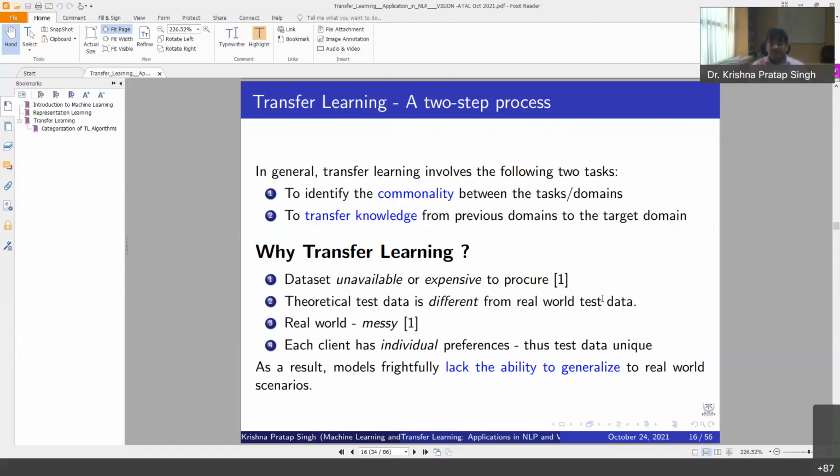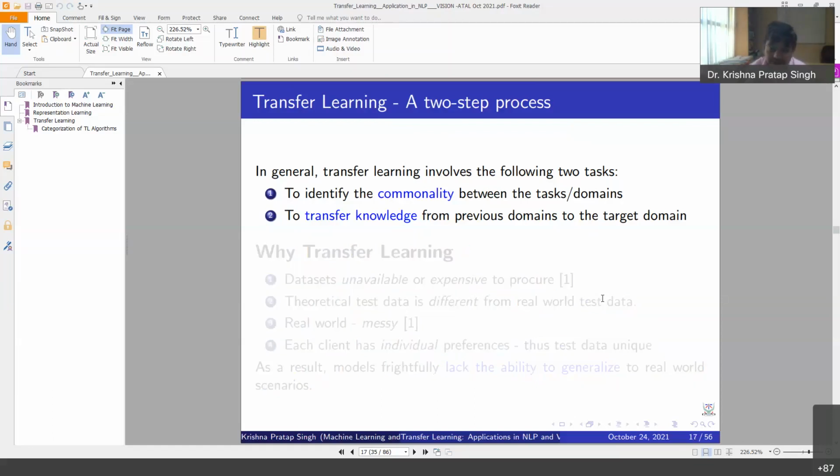So why transfer learning? Data sets are unavailable, expensive to procure, and especially doing the labeling is very difficult. Sometimes theoretical test data is different from the real world data. The model is developed on theoretical data sets, so how can it be adapted for real life data sets? Some fine tuning and adaptation we can do. And then each client has individual preferences. I will tell you through one example how it could be an adaptive model for each user. One handwriting example I will discuss.